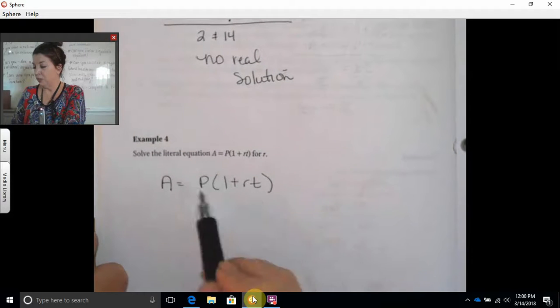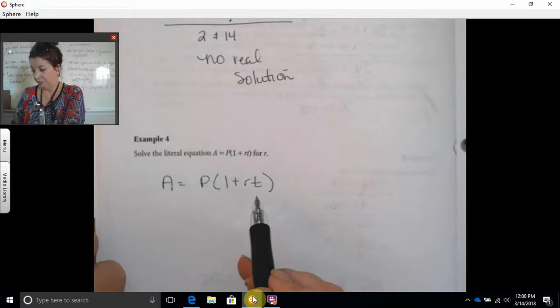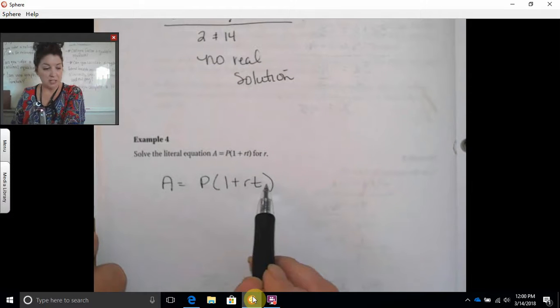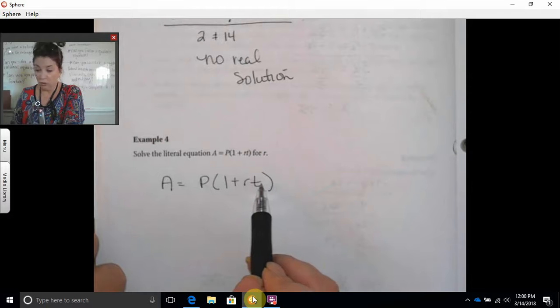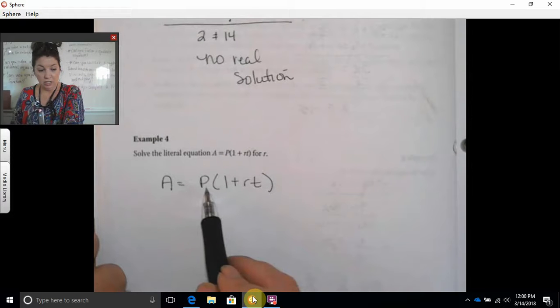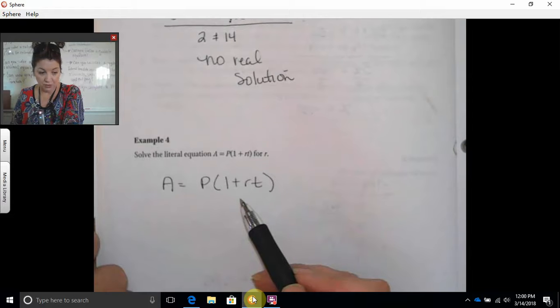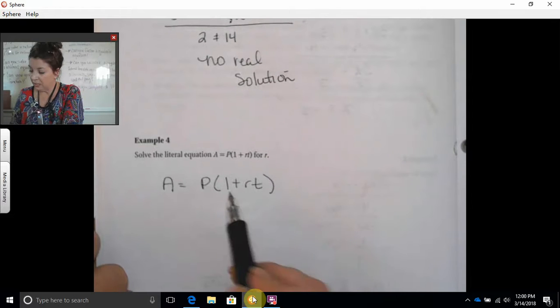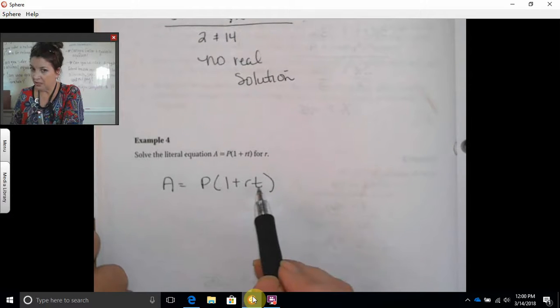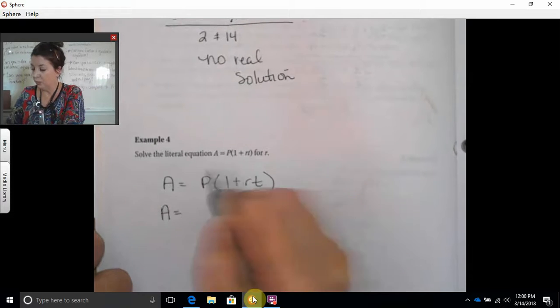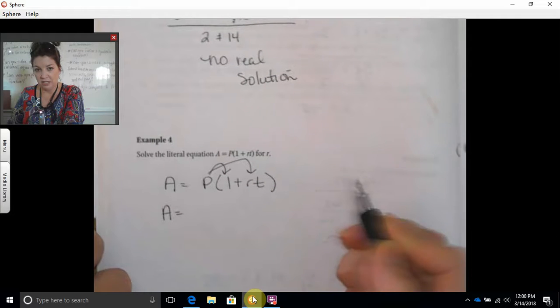You could distribute the P if you wanted to. Or, since P is being multiplied by what's in parentheses, you could divide by what's in parentheses. You could do that. But I think that's going to be confusing because I'm going to end up having to divide again over here to get the R by itself. So I'm probably just going to distribute the P for now and get rid of the parentheses.